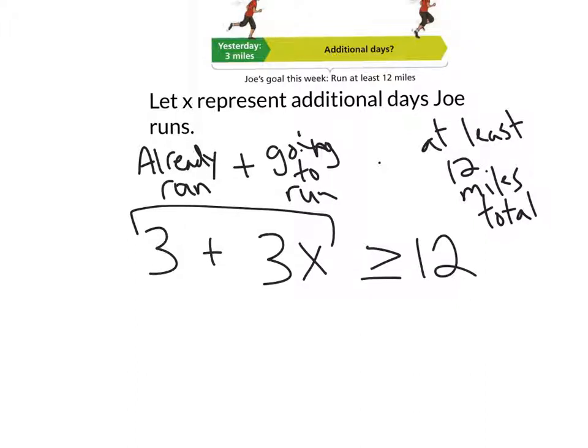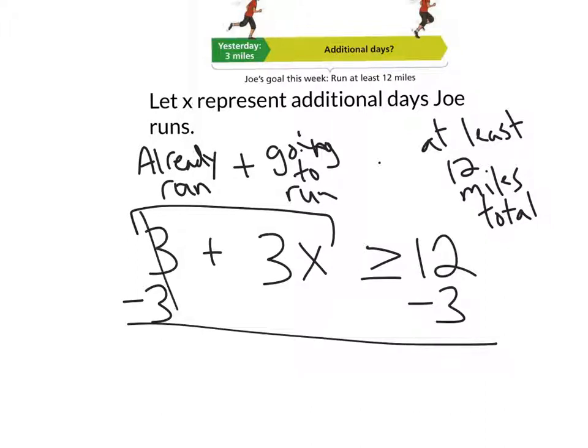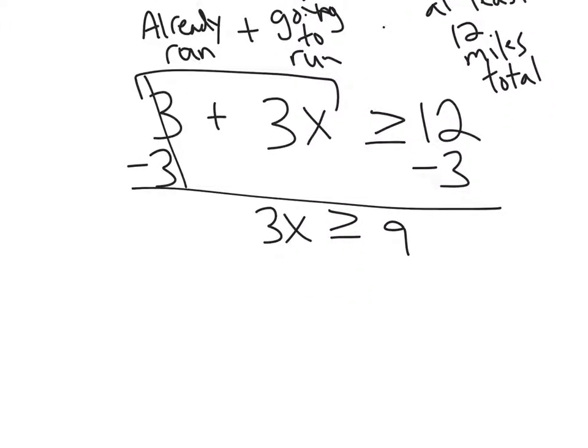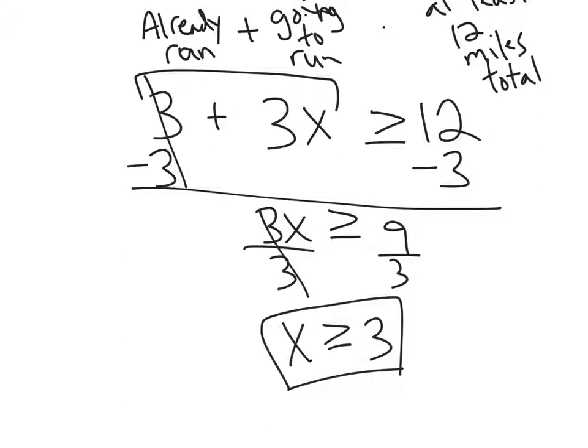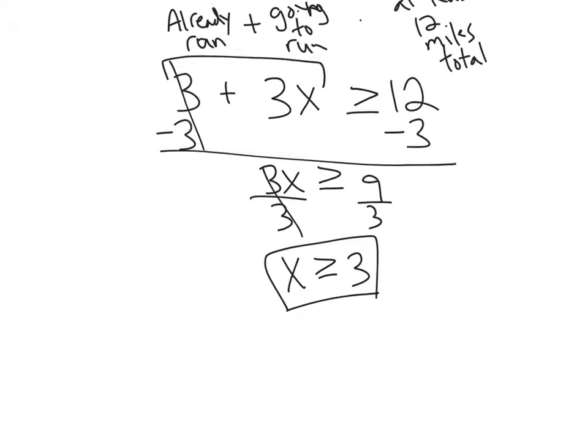So once we have that set up, the first step is we're going to subtract to get that variable term by itself. So 12 minus 3 is 9. At this point, they're multiplying by 3. We need to divide by 3 on both sides. And 9 divided by 3 is 3. So x is greater than or equal to 3, which means that he needs to run at least 3 more days.